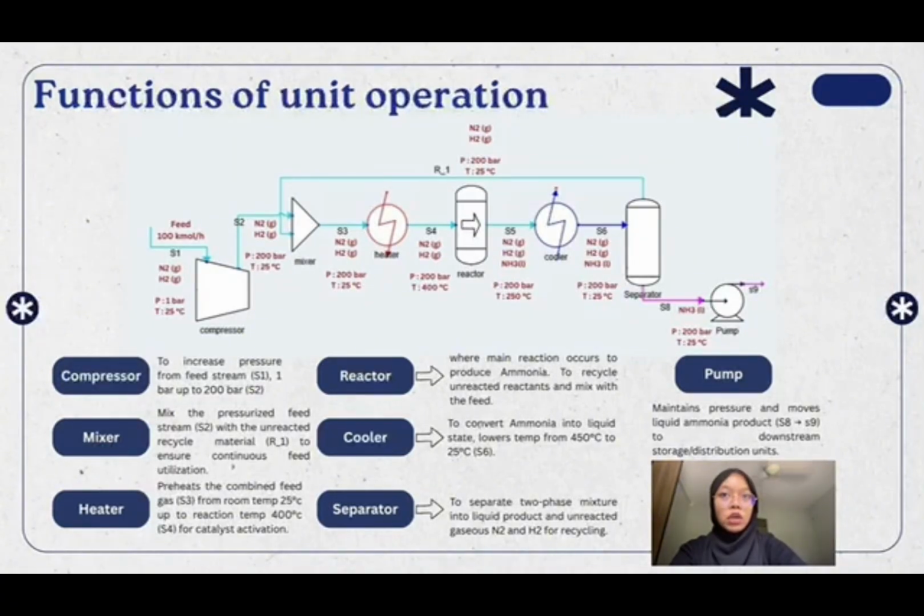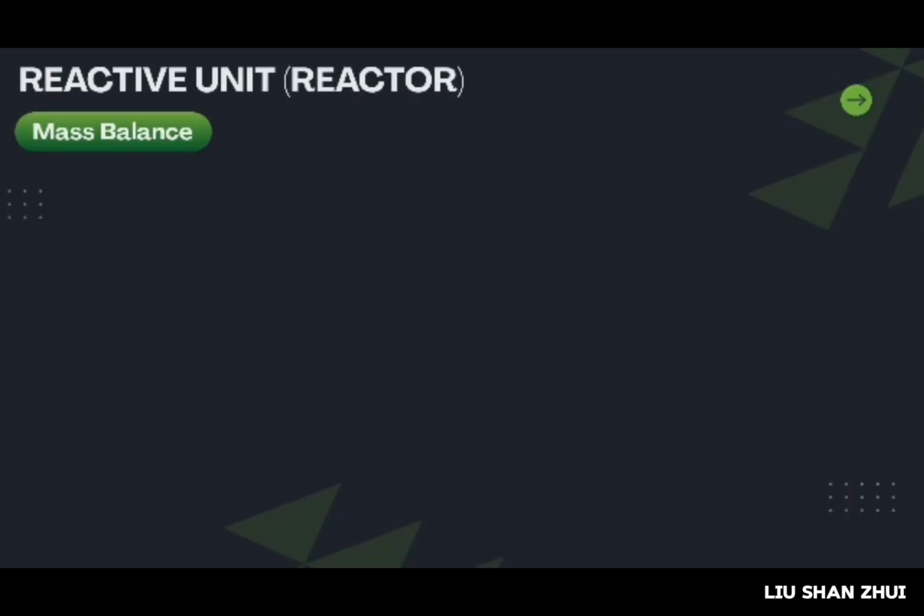And then we have the reactor, which is where the main reaction occurs to produce ammonia, and the unreacted reactants are recycled and mixed with the feed. And then we have the cooler or condenser to convert ammonia into liquid state and lower the temperature from 450 degrees Celsius to 25 degrees Celsius at stream S6. For the separator, we use it to separate the two-phase mixture into liquid products and unreacted gases, which are nitrogen and hydrogen for recycling. Lastly, we have the pump to maintain pressure and move liquid ammonia product from stream S8 to stream S9 to the storage.